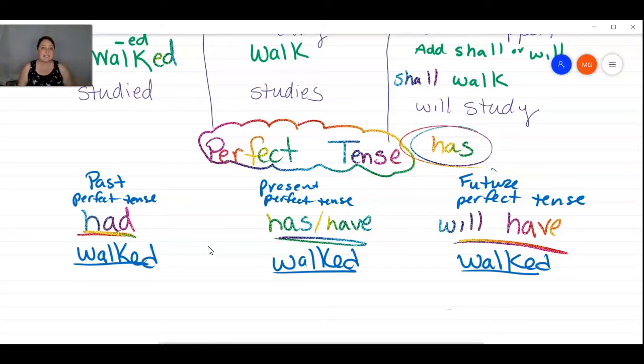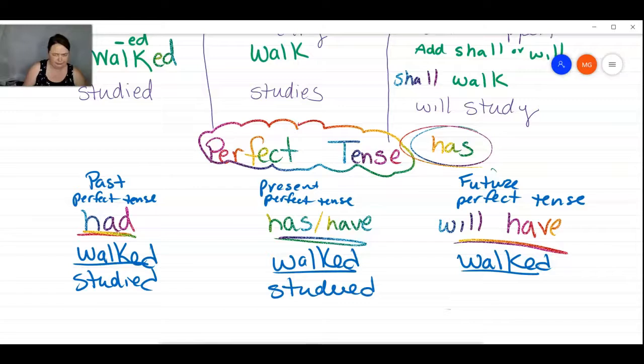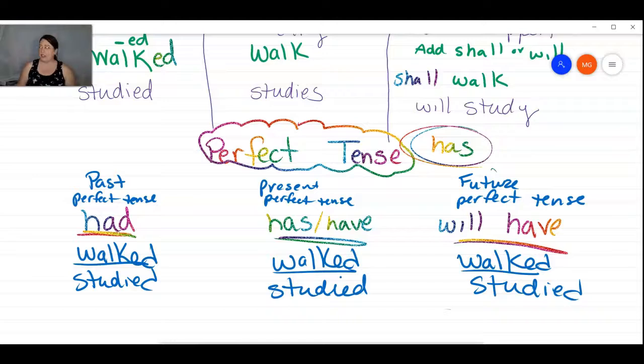So if I did study, it would be studied. Studied. I had studied. I have studied. I will have studied. Right?